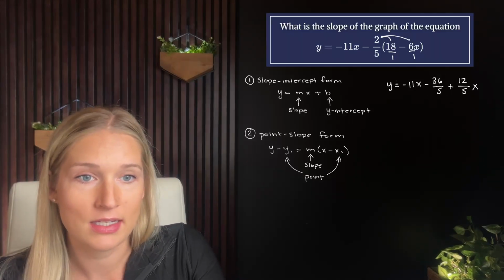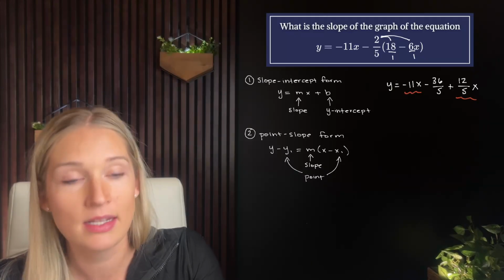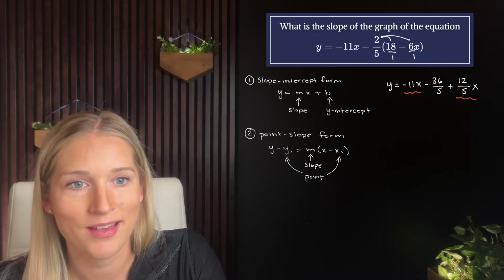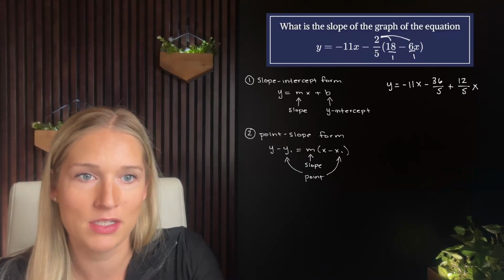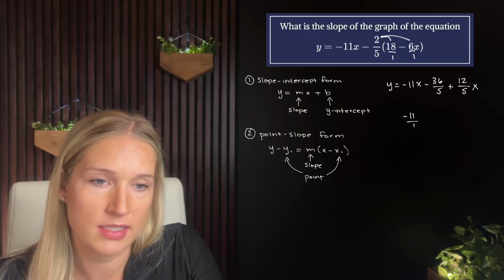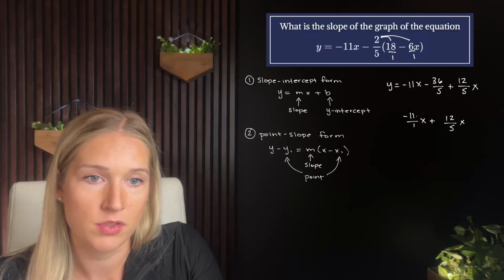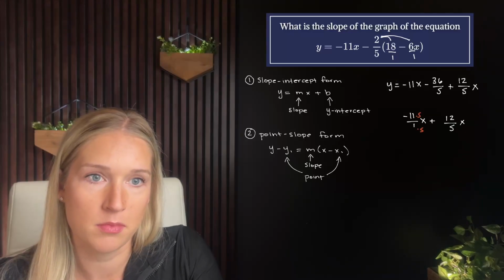From here, I need to combine my like terms, so I will combine my -11 and my 12/5. Unfortunately, I do need a common denominator, so -11/1. I'm trying to add that to 12/5 right now. To get a common denominator, I'll multiply by 5 on top and bottom.